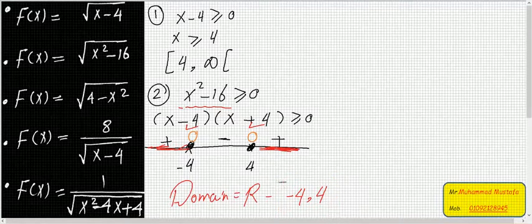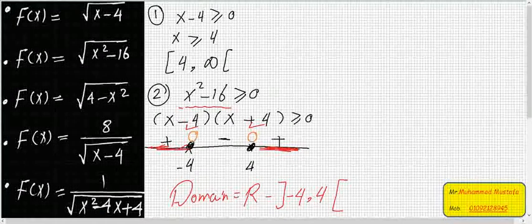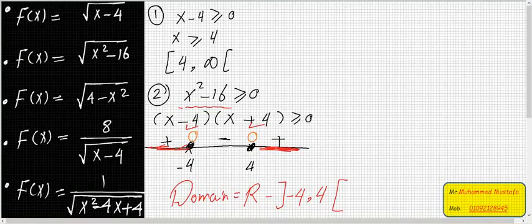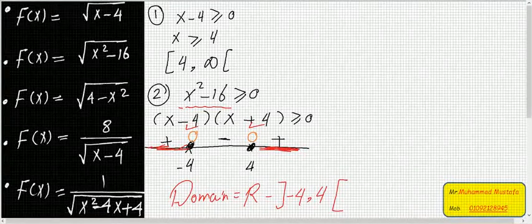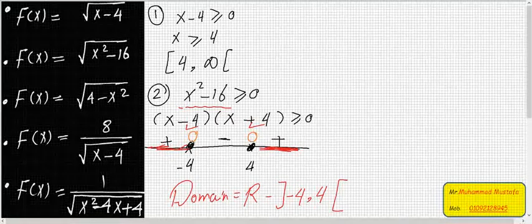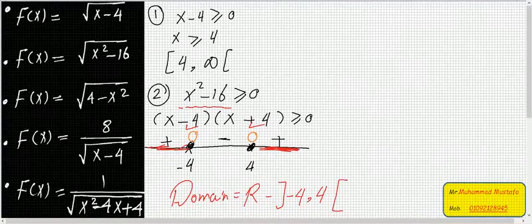This interval is open, because the numbers after -4 and before 4 all give negative values. We need all values that make x² - 16 positive or 0. The domain excludes the numbers from after -4 till before 4.